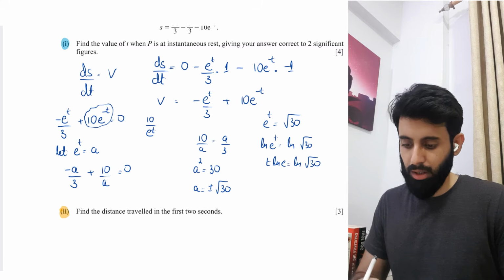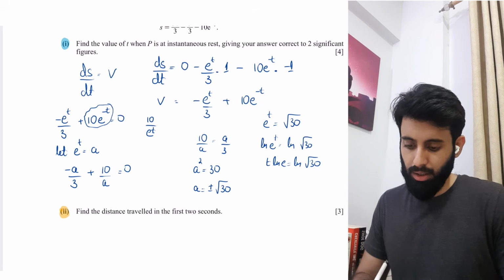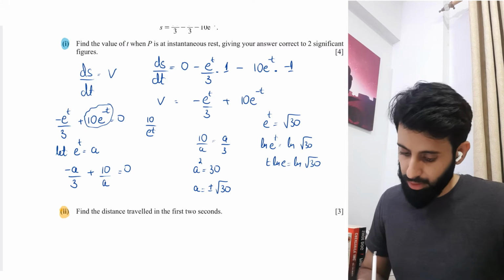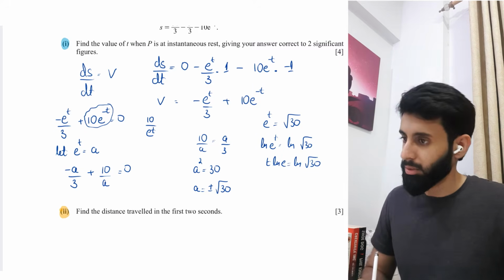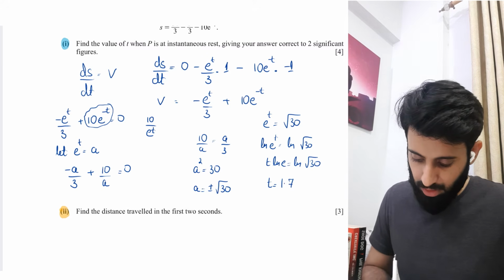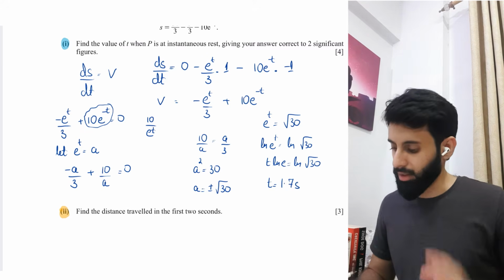So let's see, what do I get? So I get 1.700, and the question wanted us to give an answer correct to two significant figures, and we're getting 1.7, so that means 1.7 seconds is our final and the correct answer.